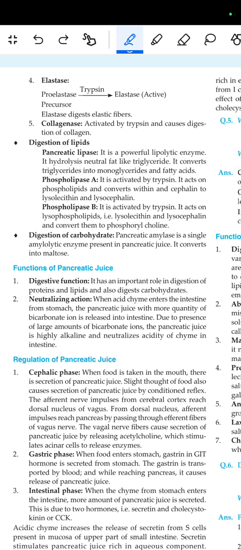Phospholipase B. It is activated by the trypsin. It acts on the phospholipid, that means the lysolecithin and the lysocephalin, and converts them to the phosphorylcholine. Digestion of the carbohydrate. Pancreatic amylase is a single amylolytic enzyme present in the pancreatic juice. It converts starch into the maltose.